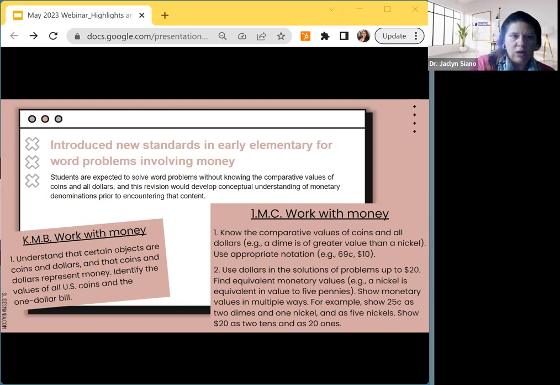So you have a new kindergarten standard, and then you have 2 new standards for first grade under that measurement section. So it's grade 1, M for measurement, and then working with money happens to be one of the new subdomains now.